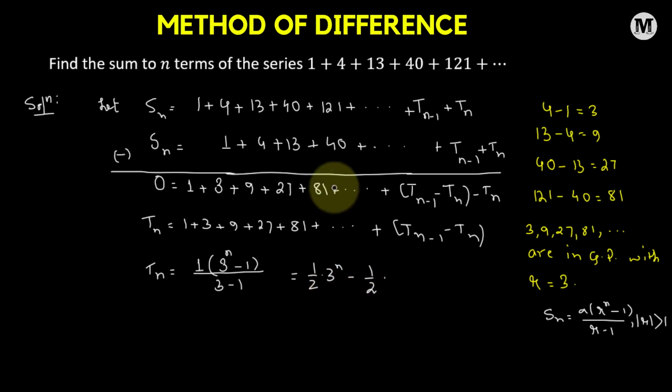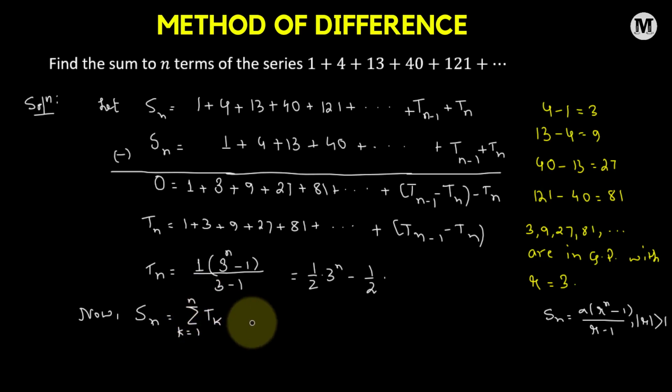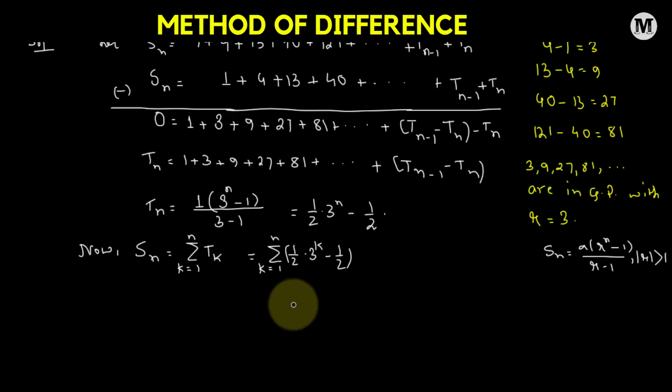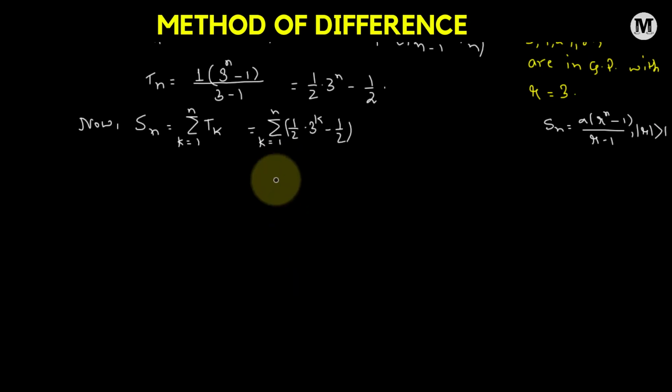So now that we have found the nth term of the series, we can easily find its sum, because we know that the sum to n terms is simply defined as taking the summation of the nth term but replacing the index n with k. K runs from 1 to n, which means we have to find the summation of half multiplied by 3 raised to the power of k minus 1 half. And here we have the index k running from 1 to n. Now we will find the value of this summation.